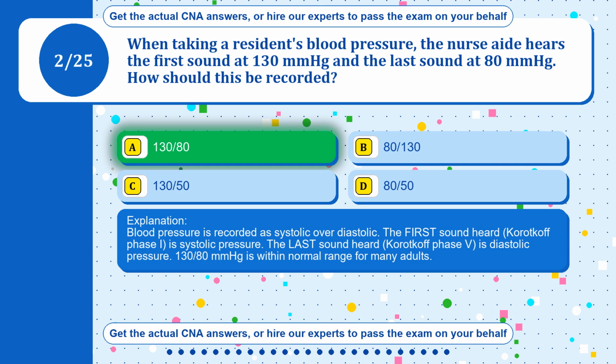130/80. Blood pressure is recorded as systolic over diastolic. The first sound heard, Korotkoff phase I, is systolic pressure. The last sound heard, Korotkoff phase V, is diastolic pressure. 130/80 mm Hg is within normal range for many adults.